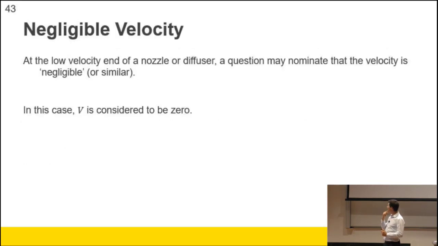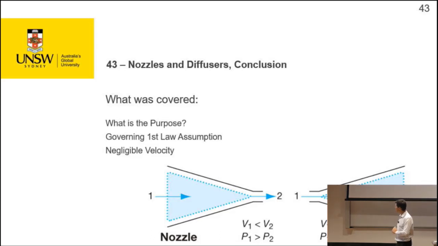And you should be able to get that out. If the question denotes negligible velocity, so it says, you know, a diffuser takes air traveling at 25 meters a second to a negligible velocity at the exit, then you consider V to be zero in that case. It doesn't work if they're both negligible, but either your inlet or your outlet, your slow velocity can be considered zero. Tidies the math up a little bit.